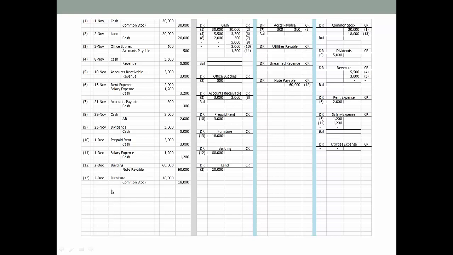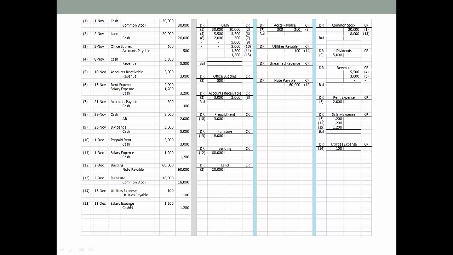Furniture was invested in the company by the owner, so furniture went up by $18,000. She was given common stock for the furniture, so now common stock has gone up by $18,000. Utilities expense, we didn't pay it, so we have a utilities payable. This is our utilities expense. Now we have utilities payable here.